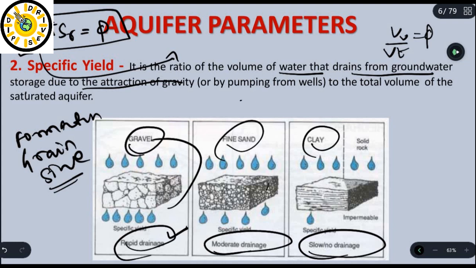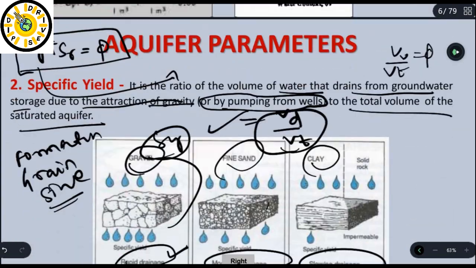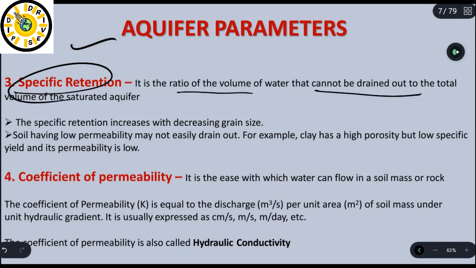Okay. So volume of drained water upon total volume. So it is the ratio of volume of water that drains from the groundwater storage due to the attraction of gravity or by pumping from a well. That is why specific yield is given, relative to the total volume of the saturated aquifer. Clear? Hope you are clear. And among the aquifer parameters, specific retention I already stated. It is the ratio of volume of water that is retained to the total volume of saturated aquifer.